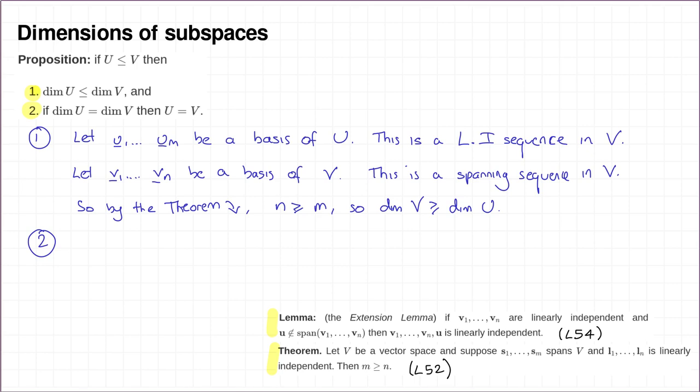So let's suppose this happens. And we'll suppose for a contradiction that U is not equal to V, so it's a proper subset of V. Well, in that case, there is an element of V which is not in U, so let's give that a name. Then there exists v, an element which is in V but not in U.